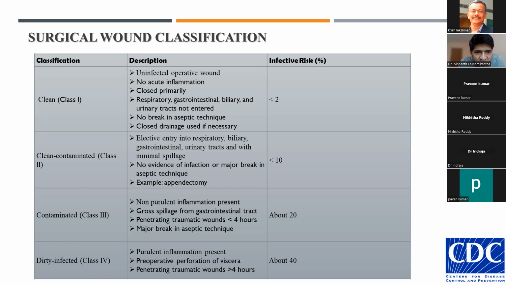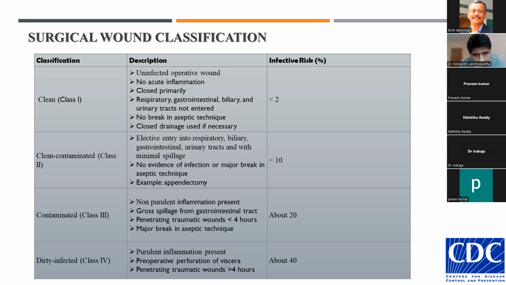In clean contaminated wounds, there will be an elective entry into the respiratory or gastrointestinal systems with minimal spillage of fluid. There won't be any major break in aseptic technique, such as in appendicectomy surgery, and the infective rate is around 10%. In contaminated wounds, that is class 3, there is non-purulent inflammation and gross spillage from the gastrointestinal tract, or any penetrating wounds that came within less than 4 hours. There is a 20% chance of infective risk.